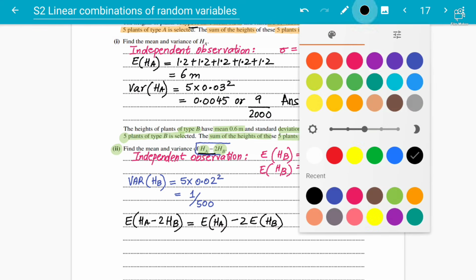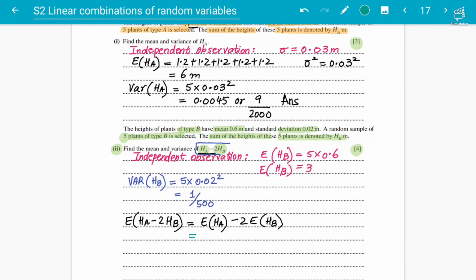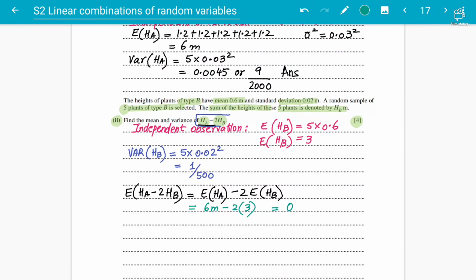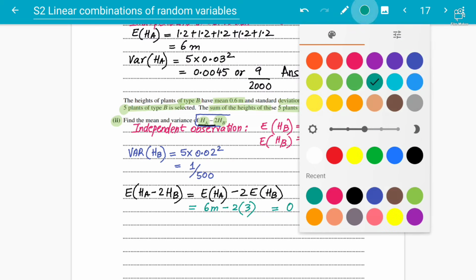Okay, so hope everyone is following this and understands this. So let's quickly write it down. E(HA) was 6 meters, and 2 times E(HB), that is 3 meters, will also give us 6, so that's basically 0. So the mean turns out to be 0, students. The mean for HA minus 2HB, the heights of plants of type A minus 2 times the heights of plants of type B. That's how you can read it as well.